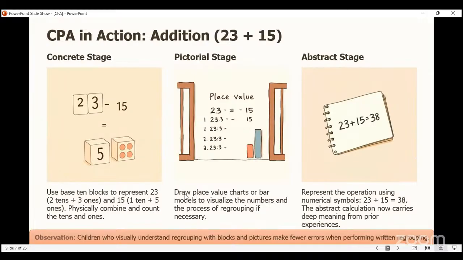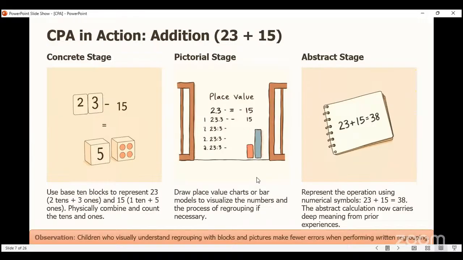Then at the pictorial stage, you can draw place value charts or bar models to visualize the numbers and the process of regrouping if necessary. Then we move on to the algorithm stage. Once the students understand the concrete and the pictorial, finding the answers for the algorithm is easy. Children who visually understand regrouping with blocks and pictures make fewer errors when performing sums with regrouping.